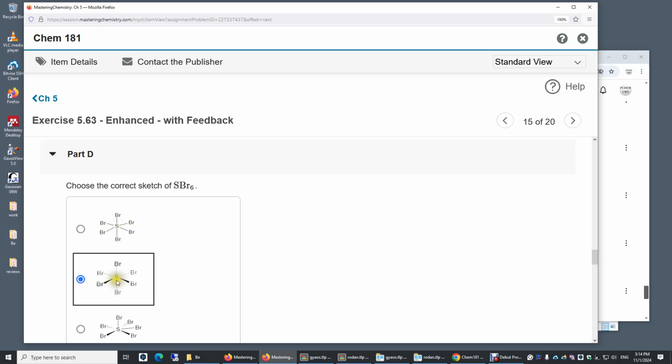When we have a 3-dimensional structure, we use wedges for the bonds that stick out of the plane and hash bonds for those behind the plane.